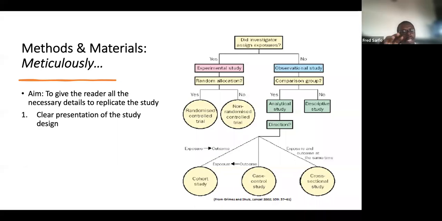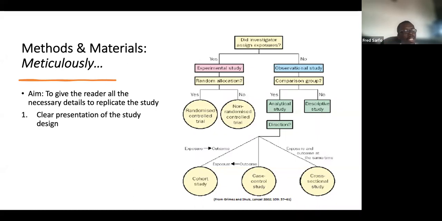Our overarching aim is to give the reader all the necessary details to be able to replicate your study. So if somebody reads your methods and materials, you should be able to conduct the same study, following your protocol, and be able to say, okay, I followed step A, B, C, D that you said you did.